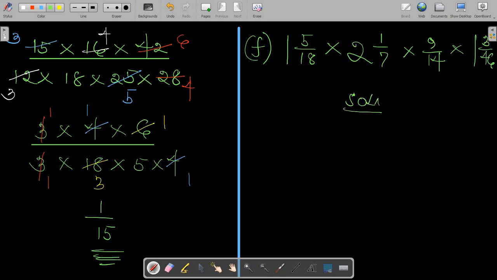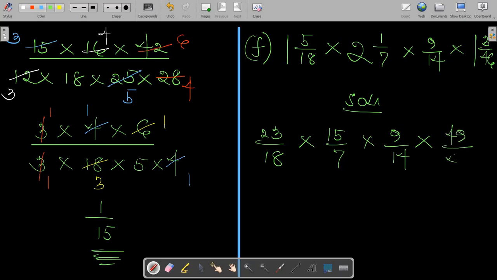So let's convert all these mixed numbers to improper fractions. So let's go. 18 times 1, we have it to be 18 plus 5, we have it to be 23. So I'm going to have here 23 all over 18. Then 7 times 2, we have it to be 14. 14 plus 1, we have it to be 15 all over 7. Times 9 all over 14. Times 46 times 1, we have 46 plus 3. Then we are going to have 49 all over 46.